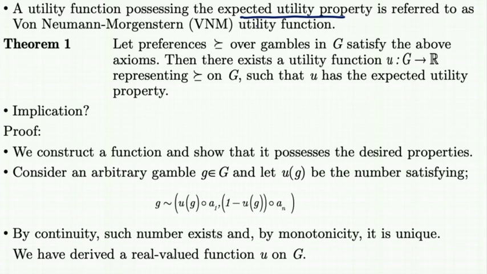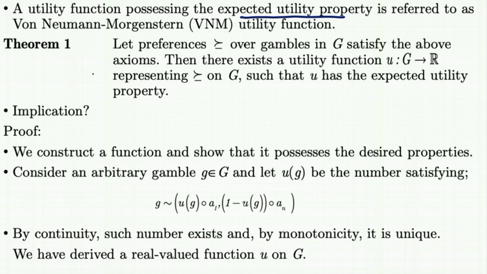Okay, now let's look in a formal way at theorem 1. Let preferences, at least as preferred as, over gambles in the set G satisfy the above 6 axioms. Then there exists a utility function, call it U, in which the set of gambles G is mapped into real number R, representing at least as preferred as on G. Okay? So here, this utility function has the expected utility property.